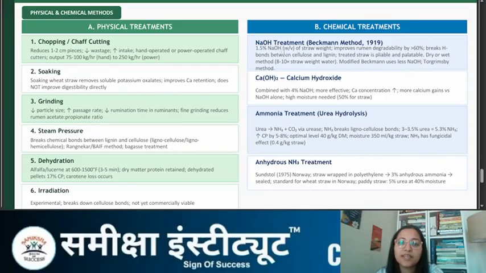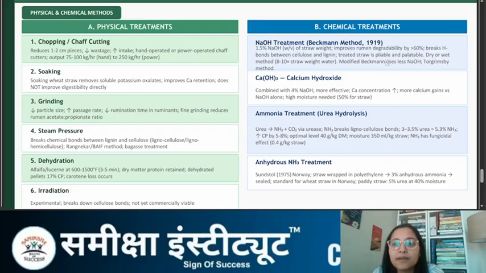Then the chemical method using the Beckman method, which follows the alkali treatment, NaOH treatment. So 1.5% NaOH of straw weight. It improves the rumen degradability by 60%. It breaks down the hydrogen bonds between cellulose and lignins. The alkali treated straws are highly palatable, and it can be either dry method or wet method.